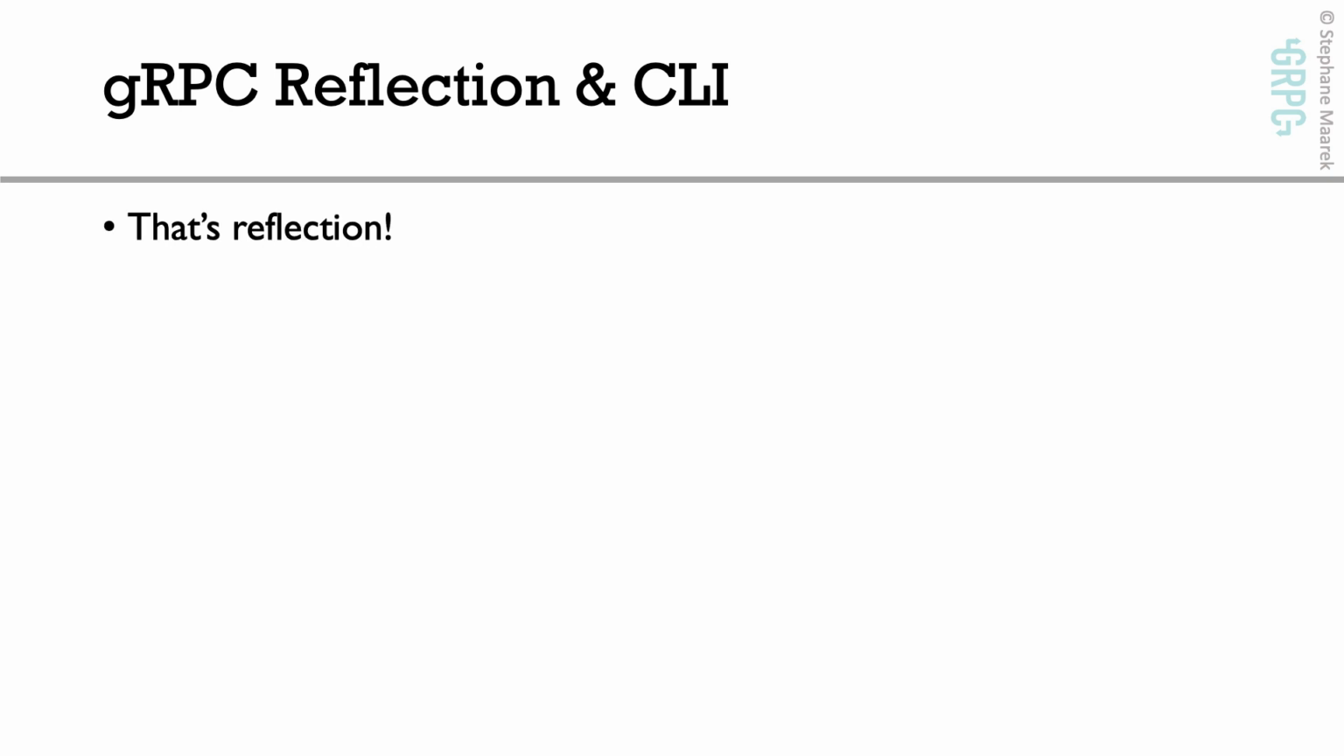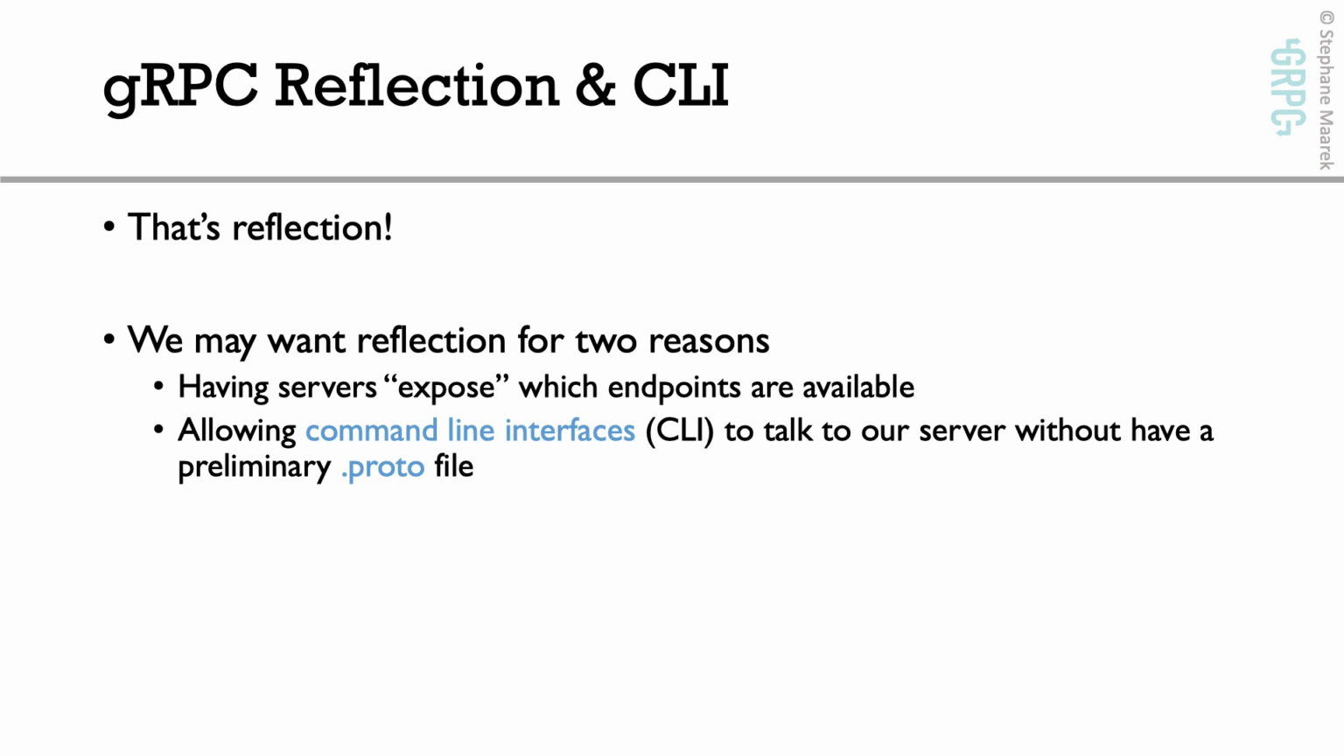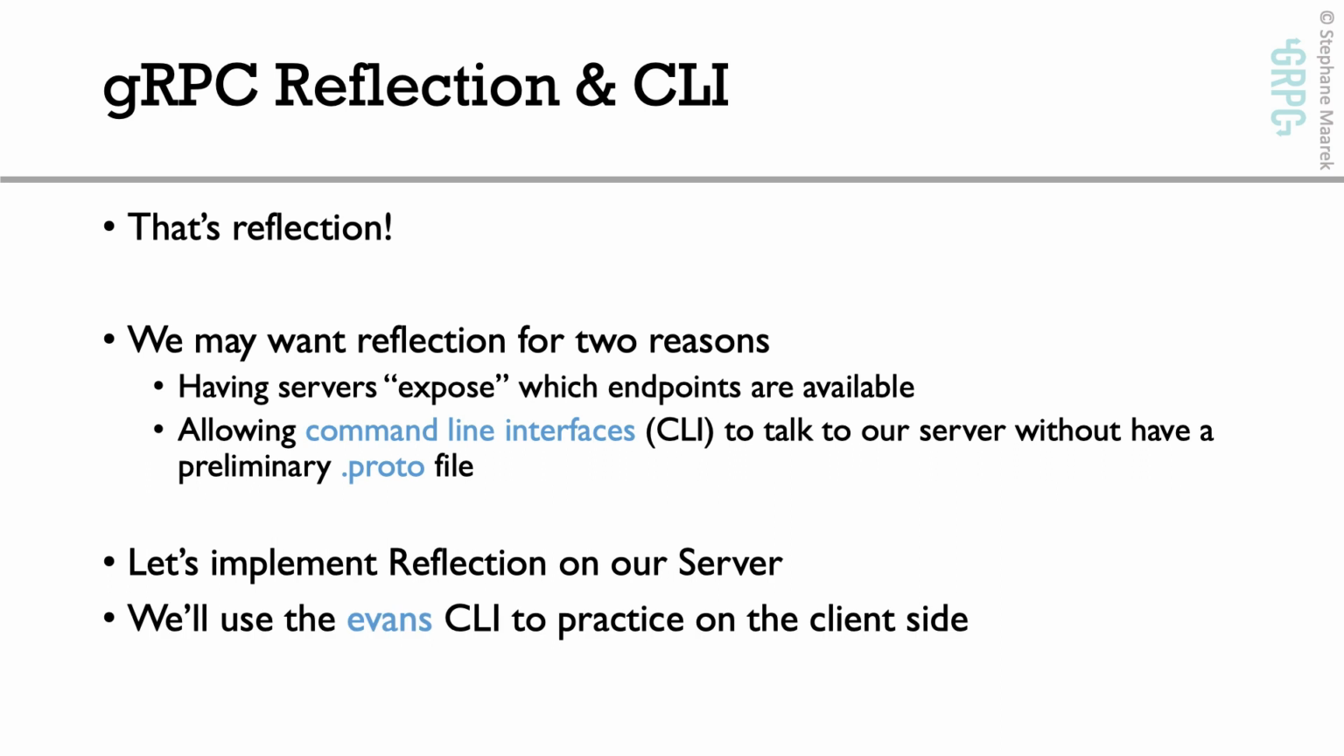Enter gRPC reflection. We can ask the server what APIs they have, and you may want reflection for two reasons. Number one, we want the servers to expose which endpoints are available, which is a huge difference to, for example, a REST API, where we don't know in advance which API endpoints exist. The second thing is that it will allow us to use CLI interfaces that do support reflection. Not every CLI supports reflection, but the CLI tool will talk to your server and we won't need a preliminary .proto file. So in the first step, we'll implement reflection on our server. In the second step, we'll use the Evans CLI to practice on the client side.